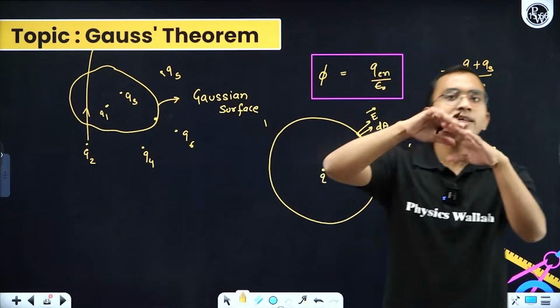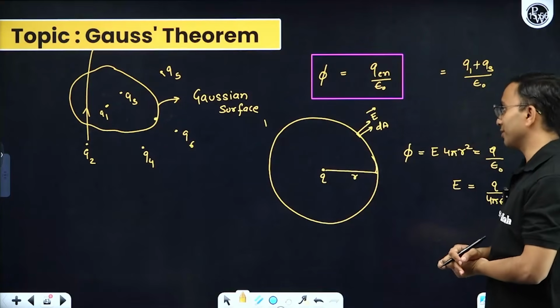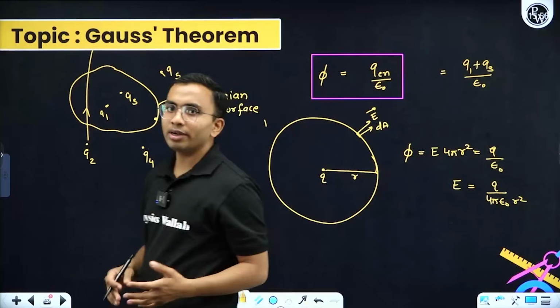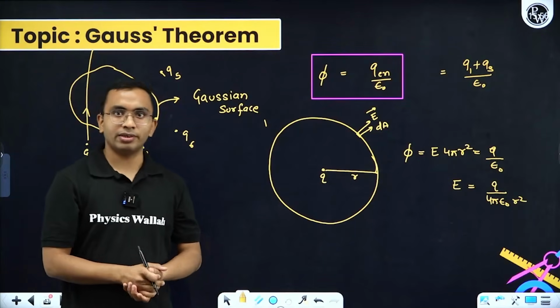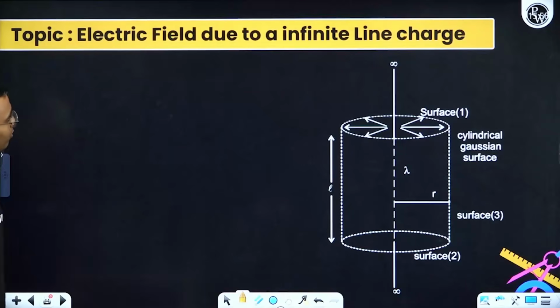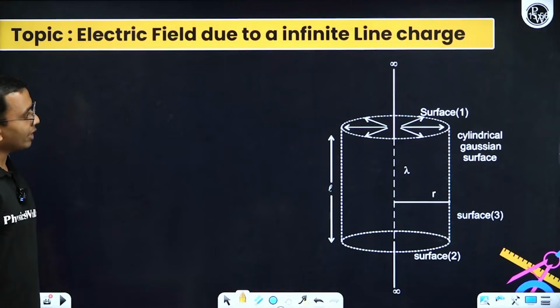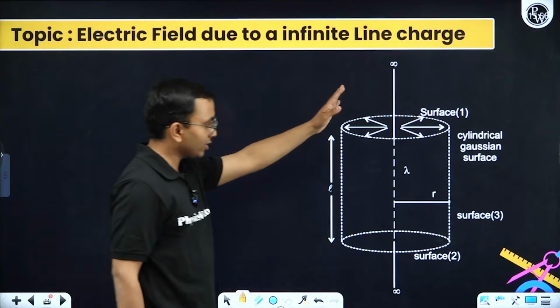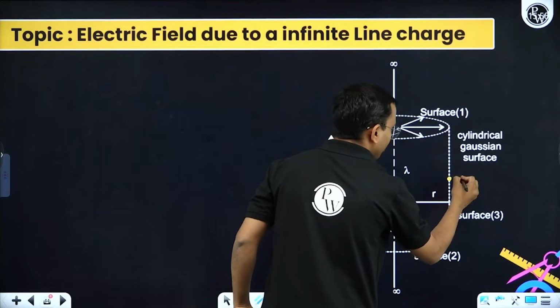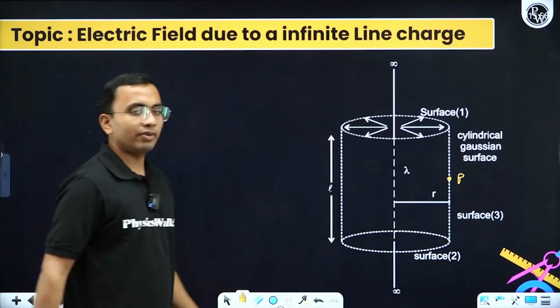We have to consider a symmetrical Gaussian surface in which we can write the total flux. We can find E dot dA everywhere on that particular surface. Let us do this exercise now. Electric field due to an infinite line charge. This is an infinite line charge. I have to find electric field at some distance. Let us take R. Here is my point P. I want to find electric field at point P.